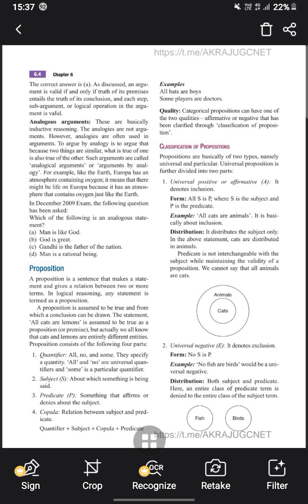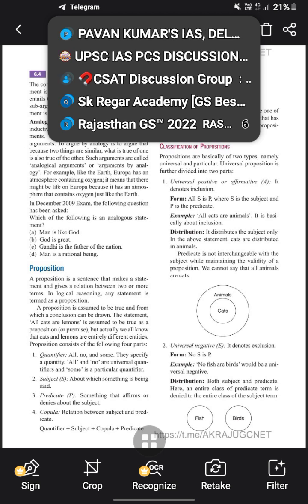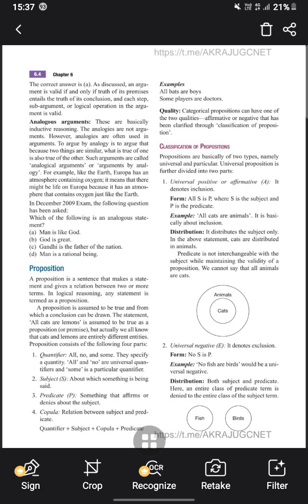Proposition quantifiers: all, no and some, they specify a quantity. All and no are universal quantity and some is particular quantity. Subject, about which something is being said. Predicate, something that affirms or denies about the subject. Relation between subject and predicate, that is the copula. Quantifier, subject and copula plus predicate. Okay, so this is about all bats are boys, some players are doctors.